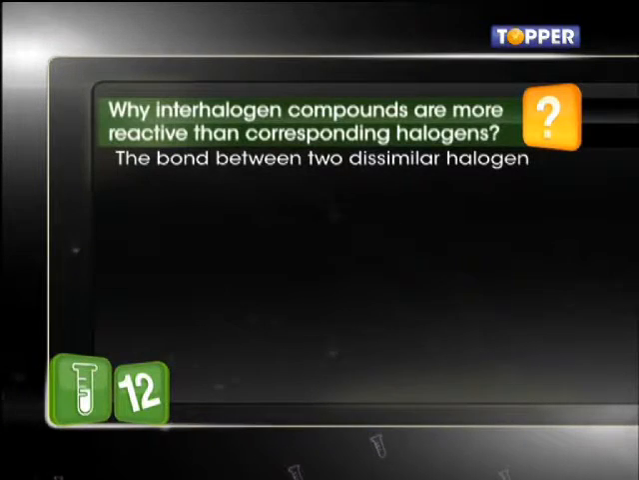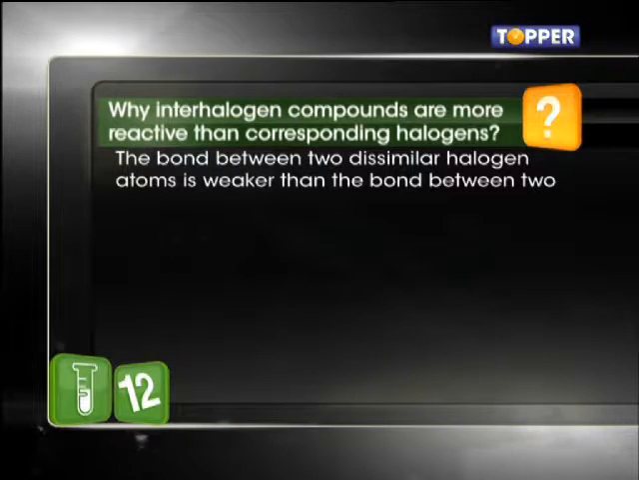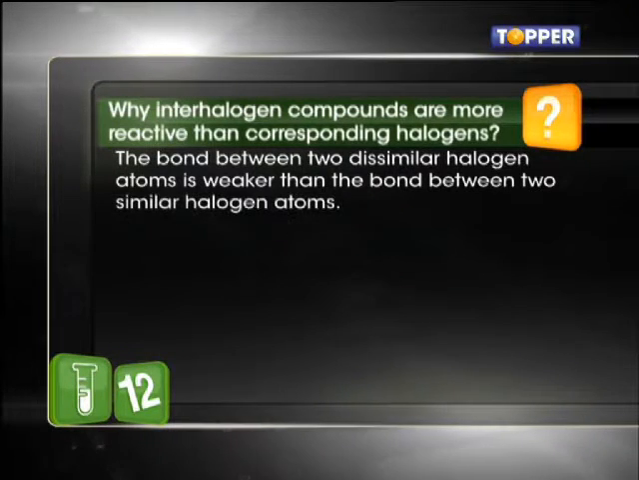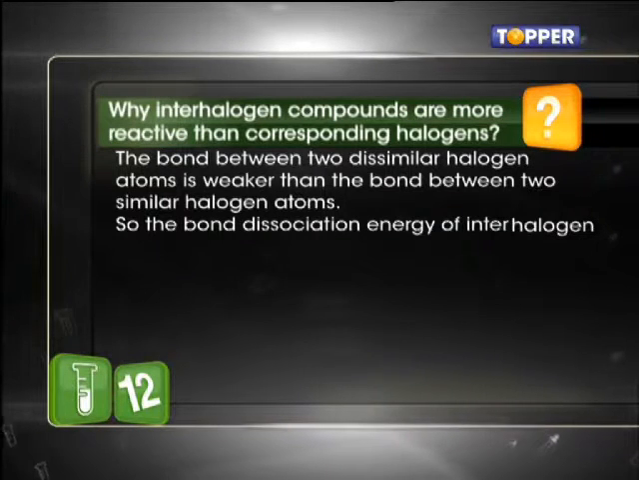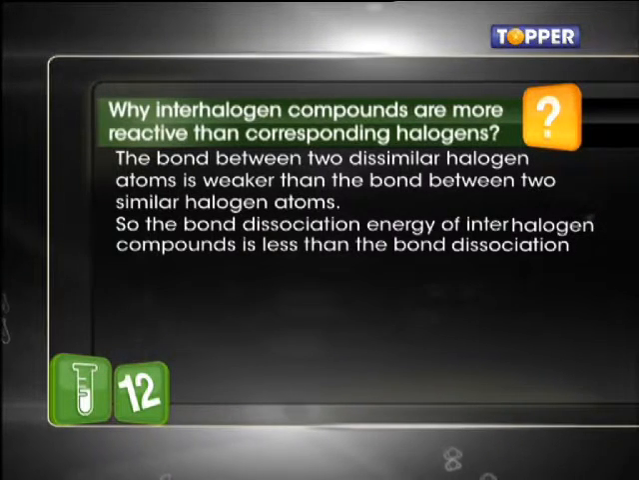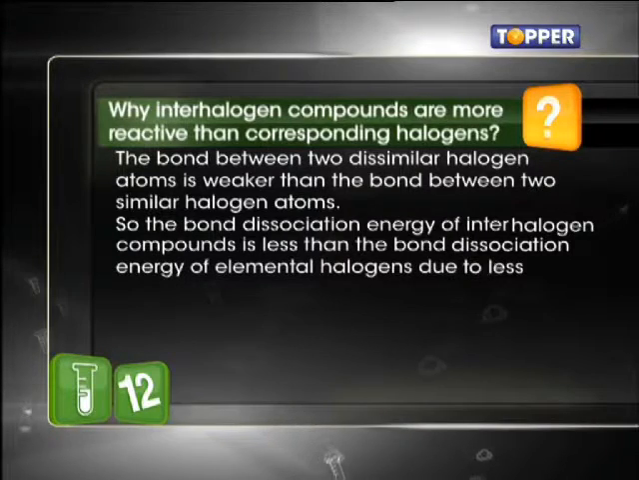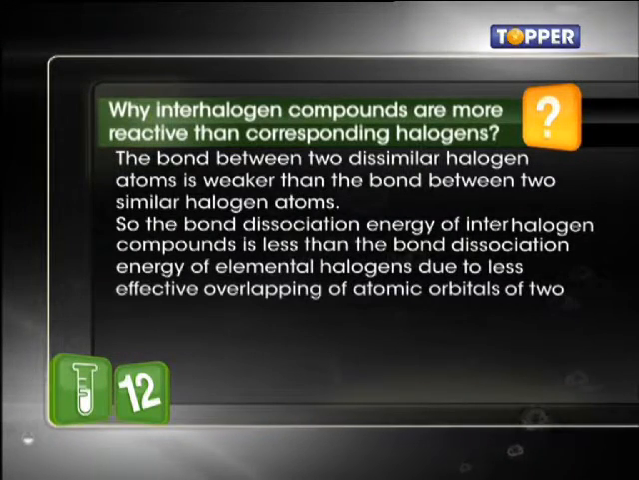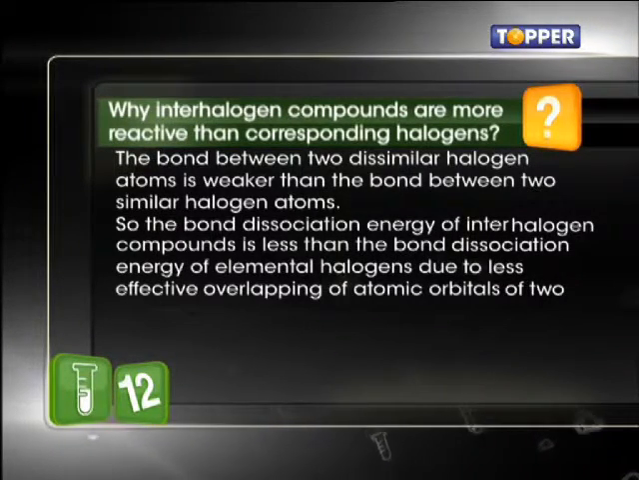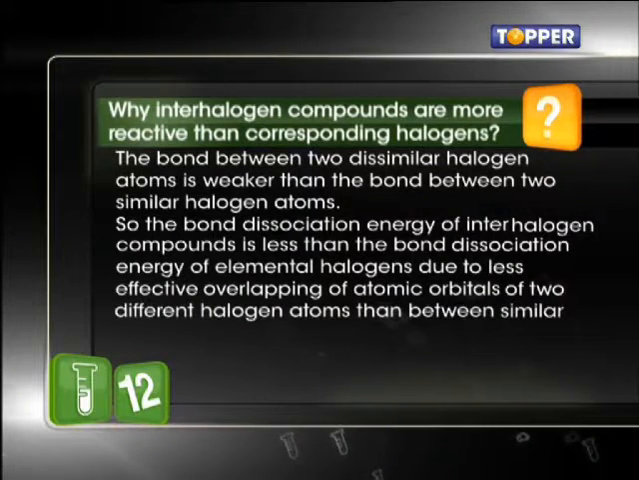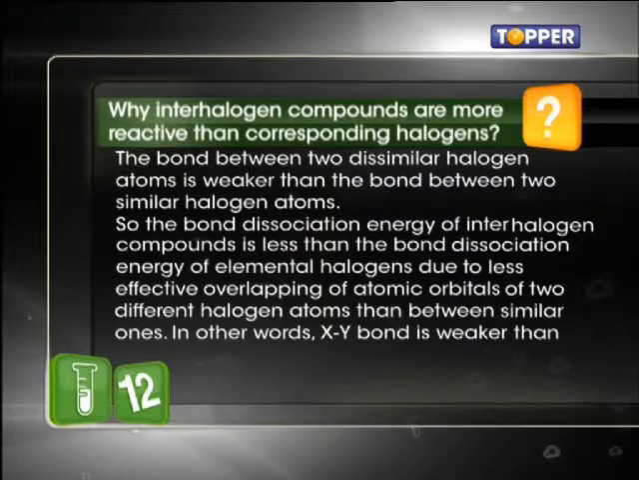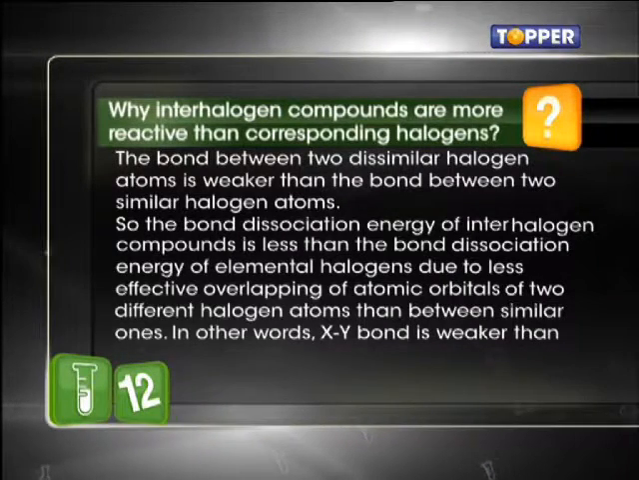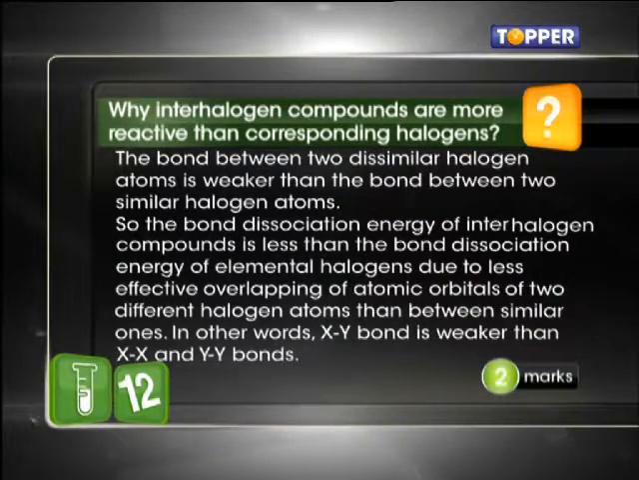The bond between 2 dissimilar halogen atoms is weaker than the bond between 2 similar halogen atoms. So the bond dissociation energy of interhalogen compounds is less than the bond dissociation energy of halogens, due to less effective overlapping of atomic orbitals of 2 different halogen atoms than between similar ones. In other words, XY bond is weaker than XX and YY bonds.